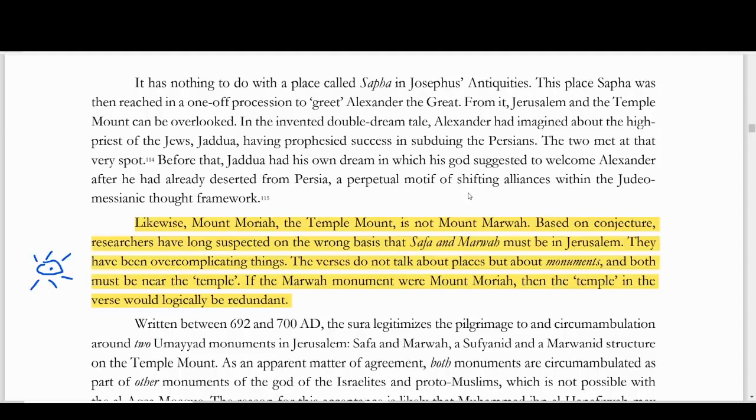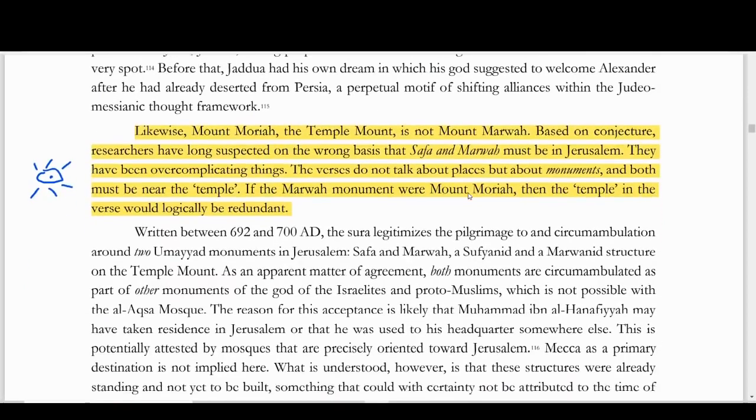Now, the other one, likewise Mount Moriah, or the Temple Mount, is not Mount Marwa. That's what he says. Based on conjecture, researchers have long suspected on the wrong basis that Safa and Marwa must be in Jerusalem. Now, he's not saying they aren't in Jerusalem, but he's saying on the wrong basis, they have been overcomplicating things. The verses do not talk about places, but about monuments, and both must be near the temple. If the Marwa monument were Mount Moriah, then the temple in the verse would logically be redundant. So again, he's talking about monuments.